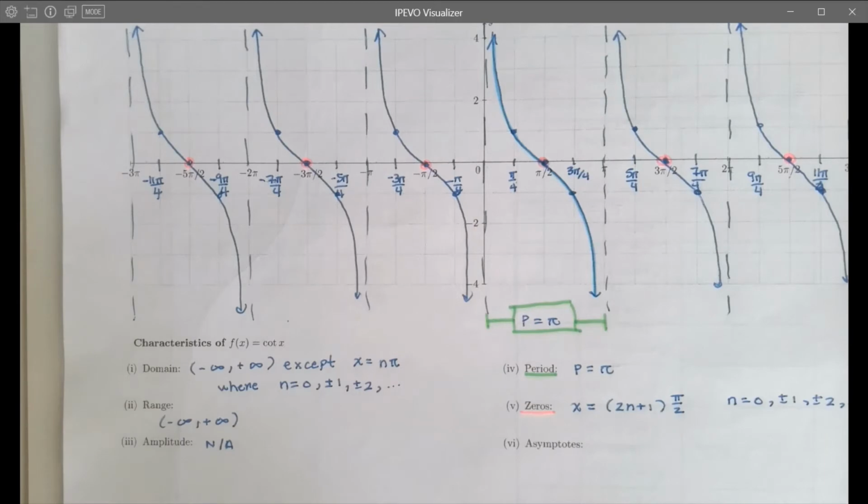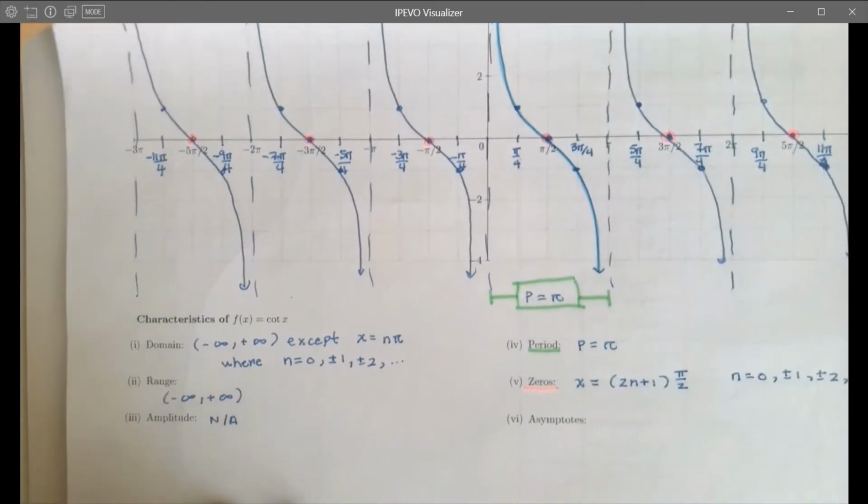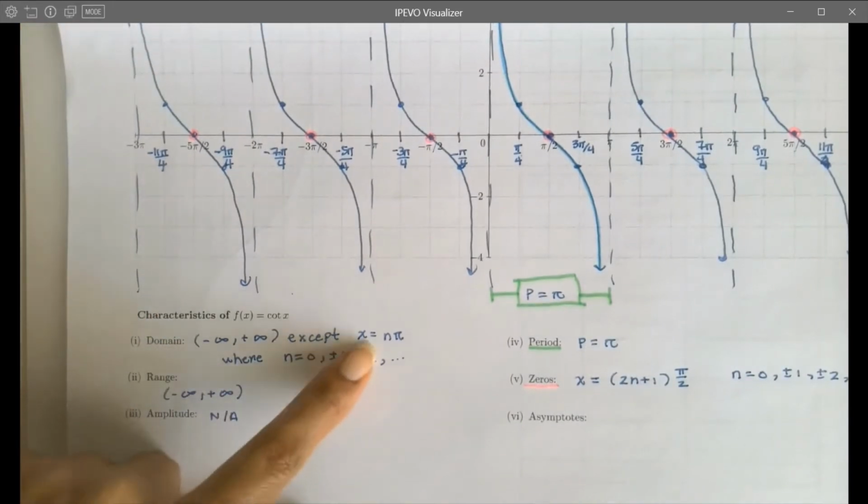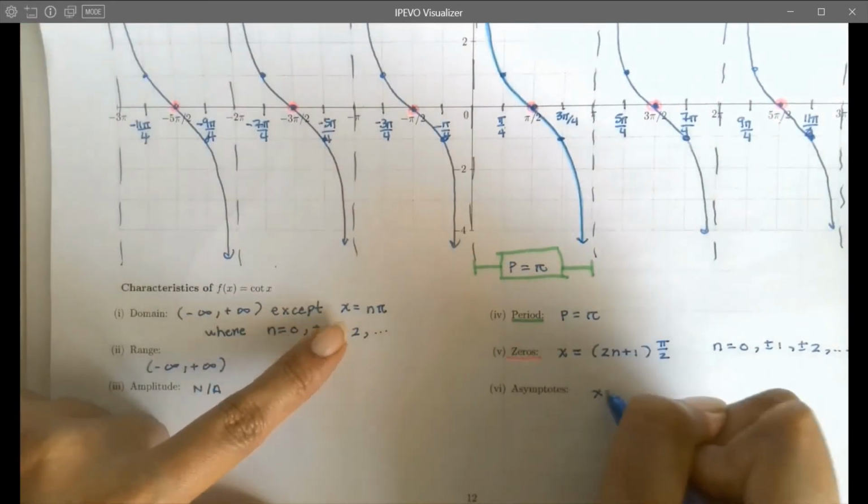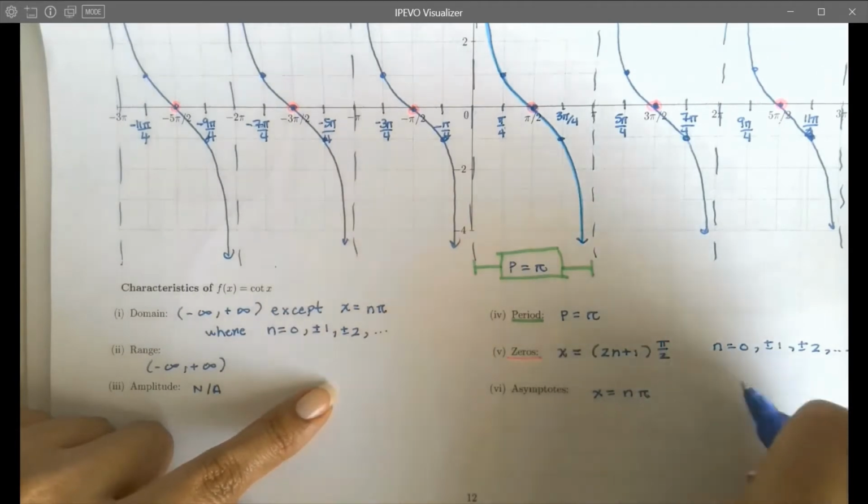Okay, and finally the asymptotes. The asymptotes are going to be given by whatever we excluded from the domain, which in this case was x is equal to n pi, where n is any integer.